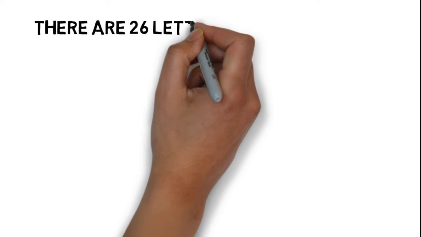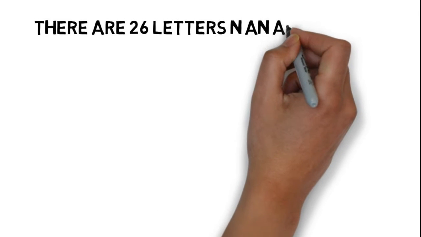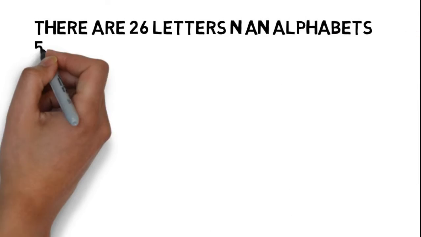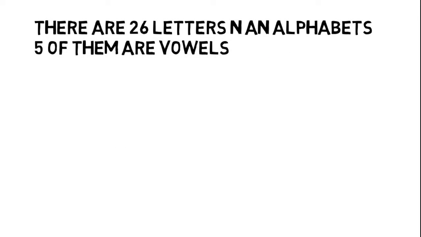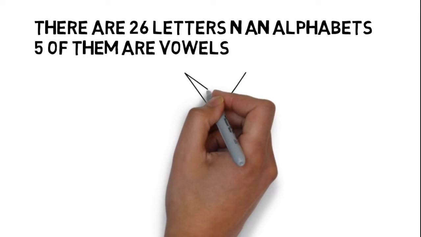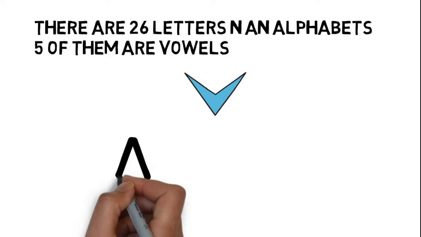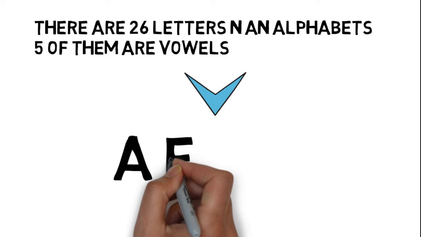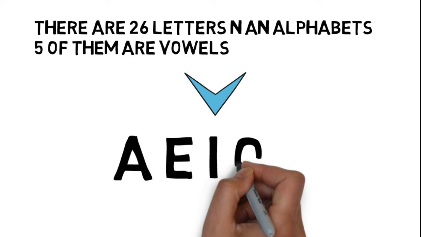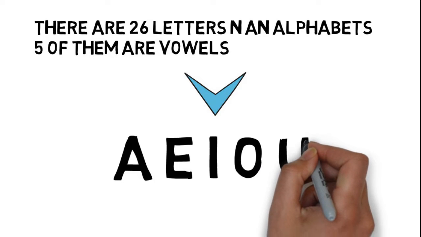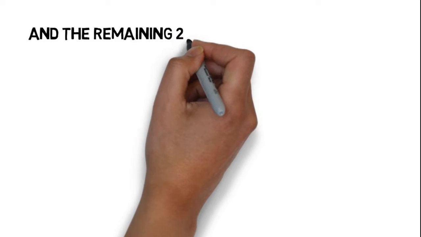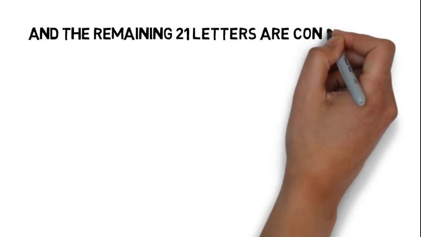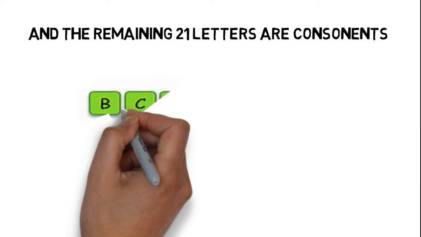There are 26 letters in alphabets. 5 of them are vowels: A, E, I, O, U, and the remaining 21 letters are consonants.